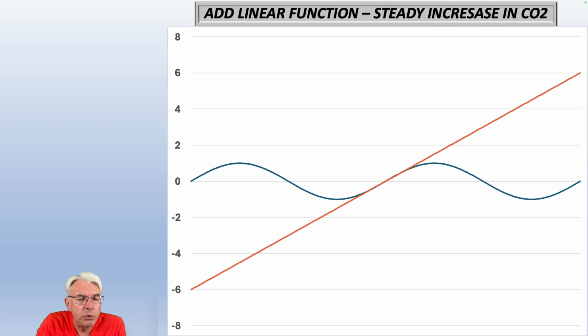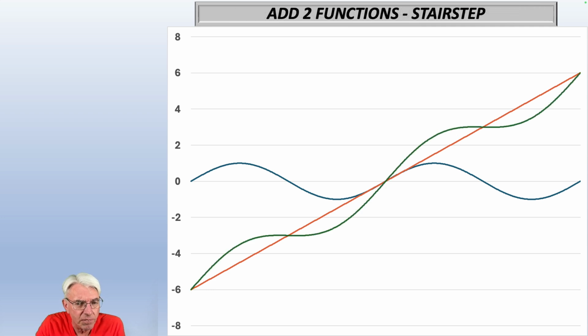Okay, now when you add those two functions together, look what you get. You get a period of time where it's increasing, and then it levels off. And then you have a period of time where it increases, and then it levels off. And then it begins to increase again. So this is your basic stair-step function, okay?